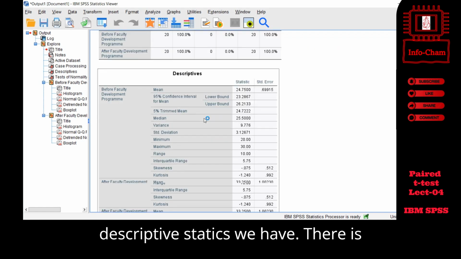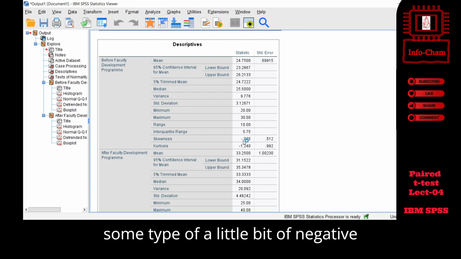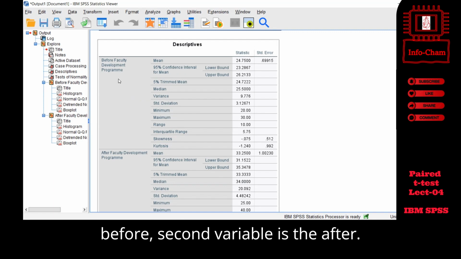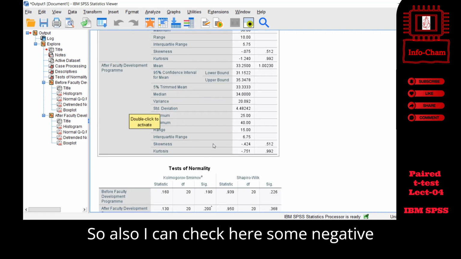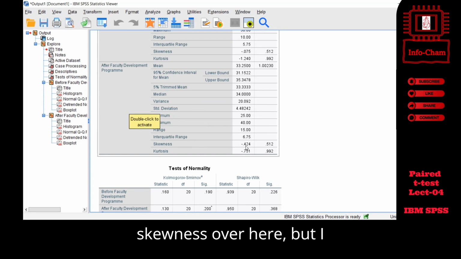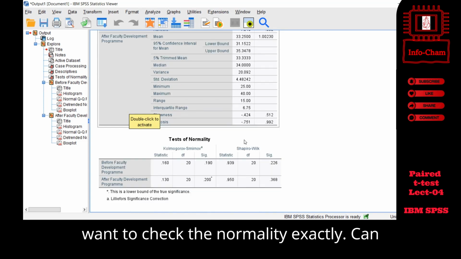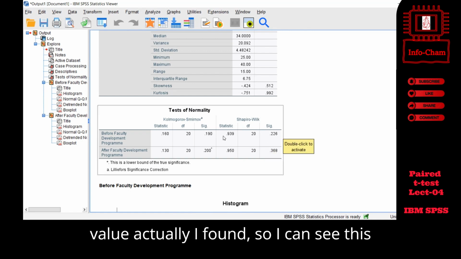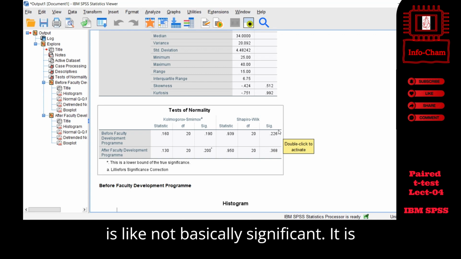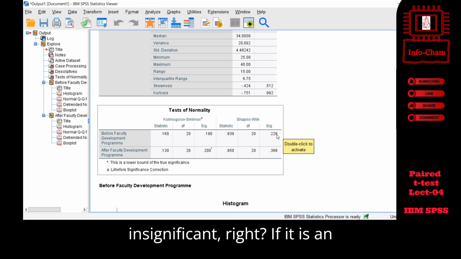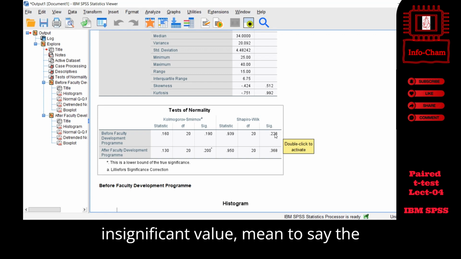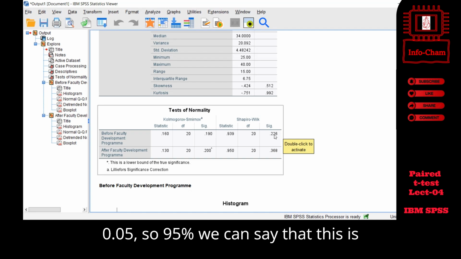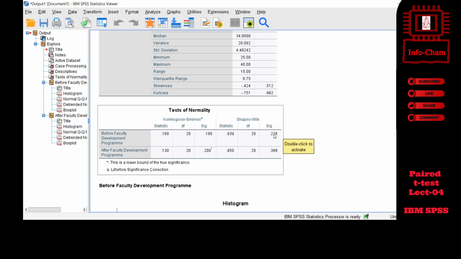We know very well some descriptive statistics we have. There is a little bit of negative skewness, it seems. This first variable is before, the second variable is after. I can also see some negative skewness here, but I want to check the normality exactly. Can you see here? This is the value I found. It is not significant, it is insignificant, right? If it is insignificant, it means the value is greater than 0.05.